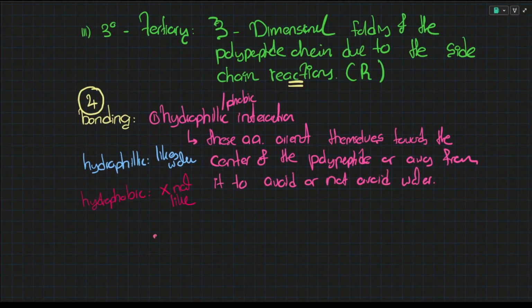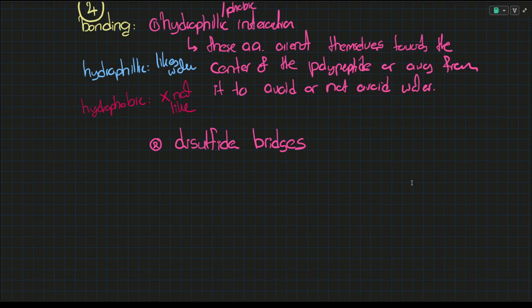The second kind of bonding that can occur is an interesting type known as a disulfide bridge. Now this is about a very specific amino acid known as cysteine. The amino acid cysteine contains sulfur in its structure, hence the name disulfide bridges, because there can be bonding or bridges that can occur between these sulfur atoms.